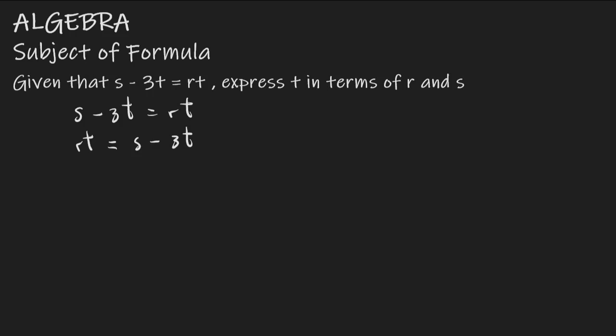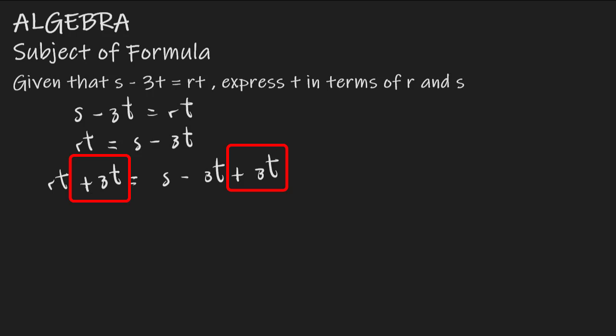But the rule of equation states that whatever is done on one side of the equal sign must be done on the other side of the equal sign. So I get rt plus 3t is equal to s minus 3t plus 3t. So when I add 3t on my right-hand side of my equation to remove minus 3t, I need to add 3t on the left-hand side of the equation. Simplifying, rt plus 3t is equal to s, because minus 3t plus 3t is equal to 0.